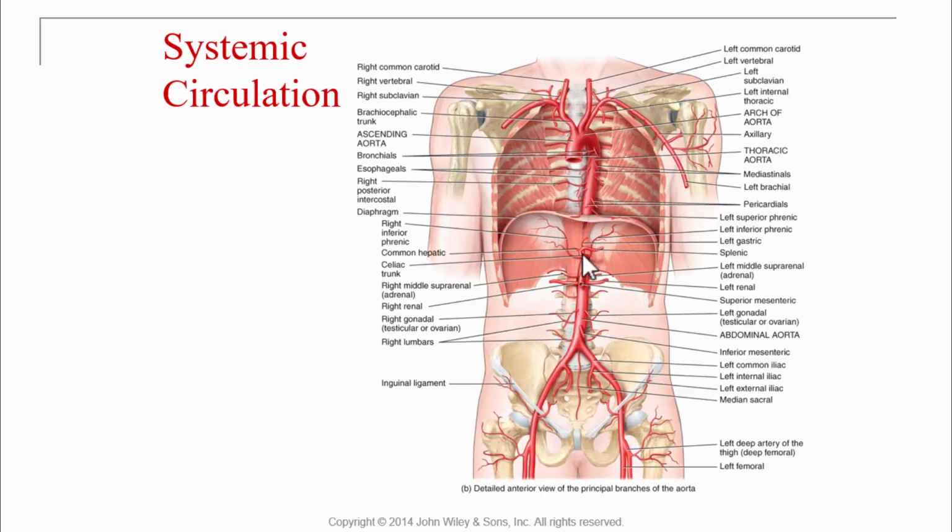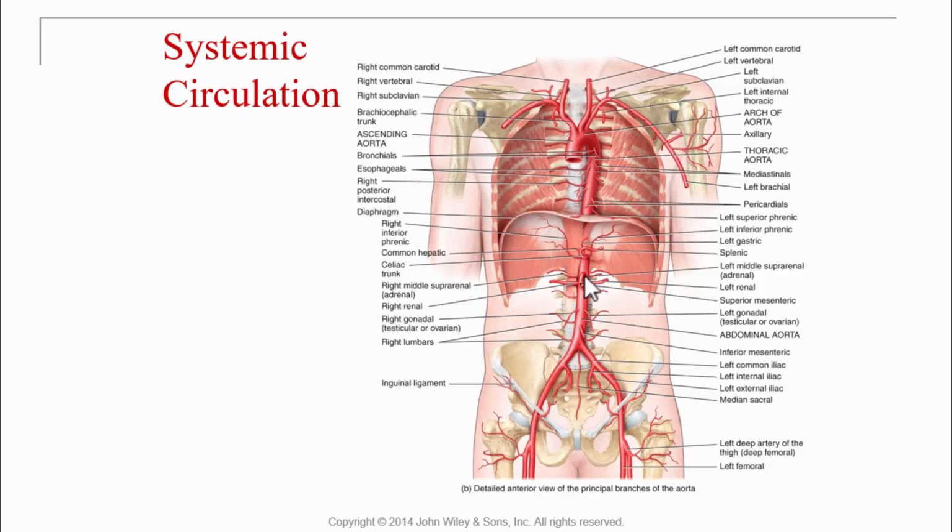Then we have a major artery here going to the spleen. So that's the splenic artery, and then another major artery going off the opposite direction to the right of the patient, and that's going to be the common hepatic artery. And we'll look at these closer a little bit later.